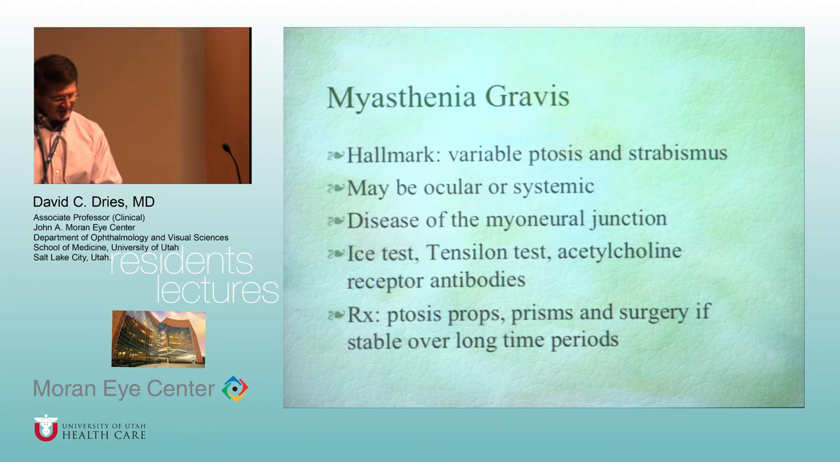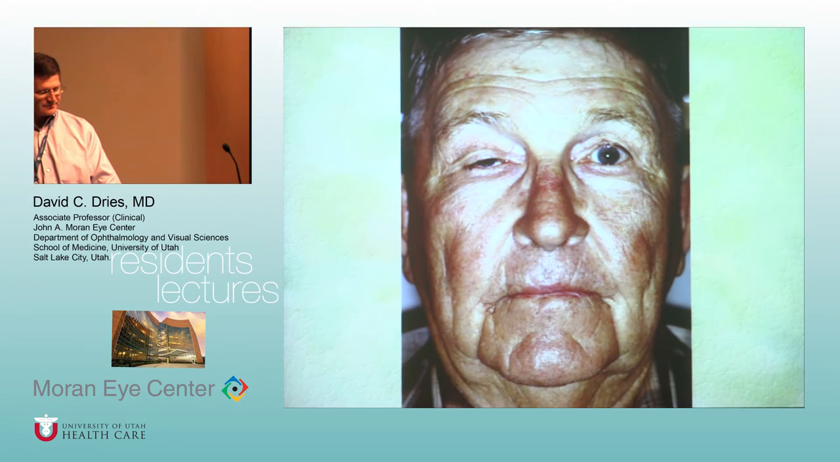I'm going to touch on adults. Myasthenia, variable ptosis, and variable double vision. As you know, this can be purely ocular or systemic. Disease of the neuromuscular junction. You know the testing. I'll let the neuro-ophthalmologist go into that. But we see them if their diplopia is persistent.